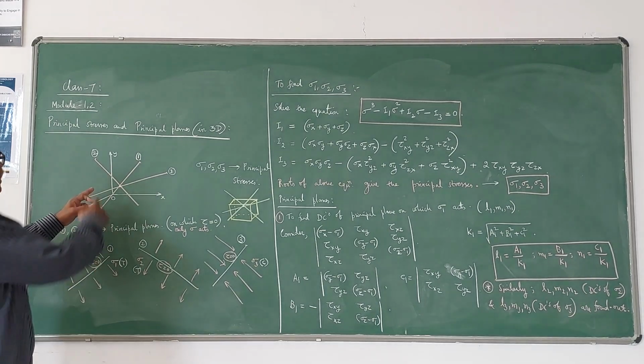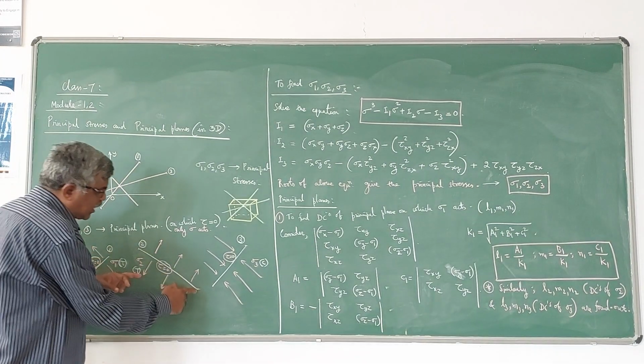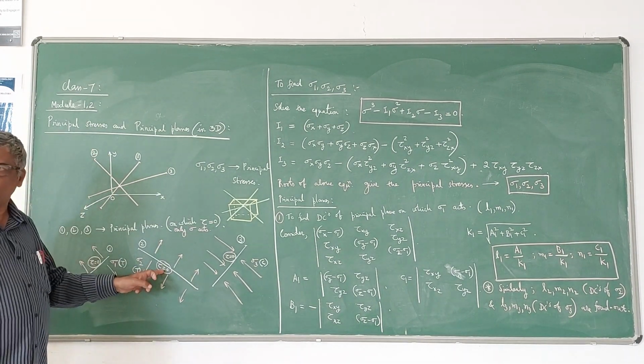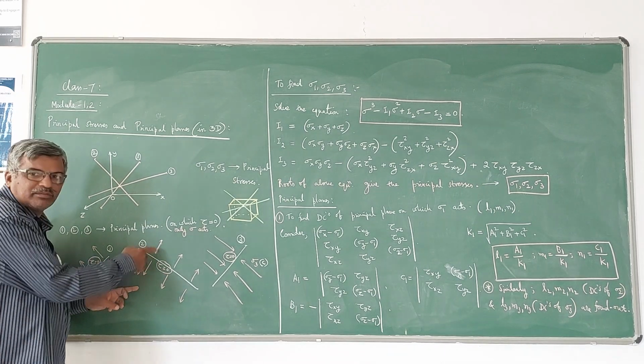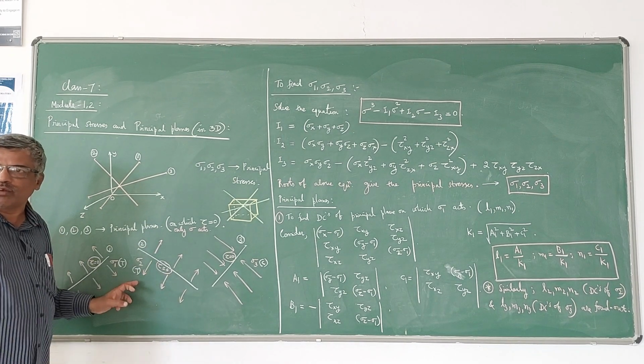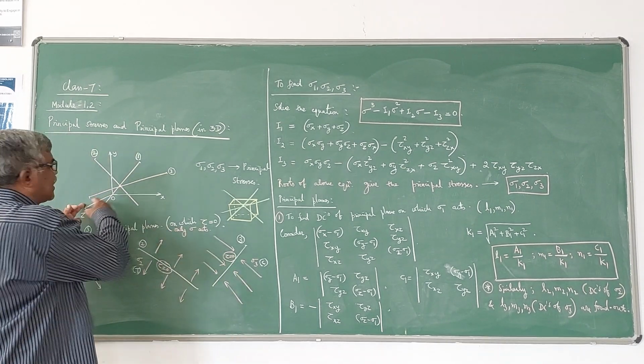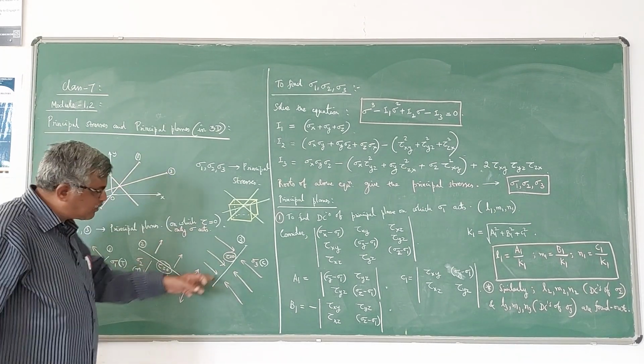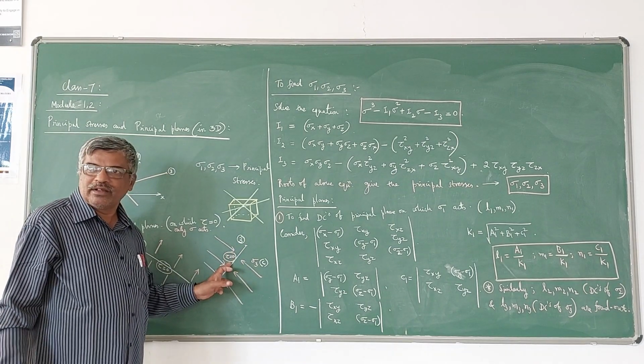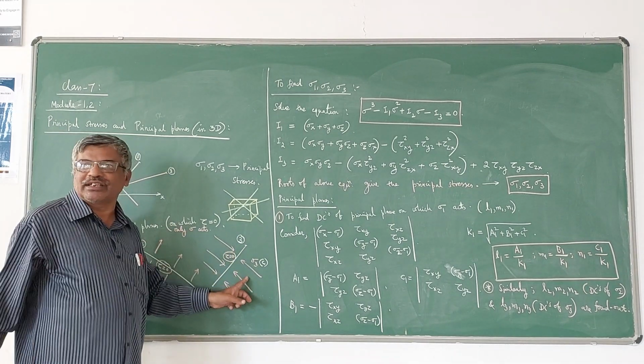Second plane I have put it like this. On the second plane also shear stress is zero, and it will have normal stress something like this. So here also I have shown normal stress as tensile. Third plane is like this. On this plane also shear stress is zero. Normal stress I have shown compression here.